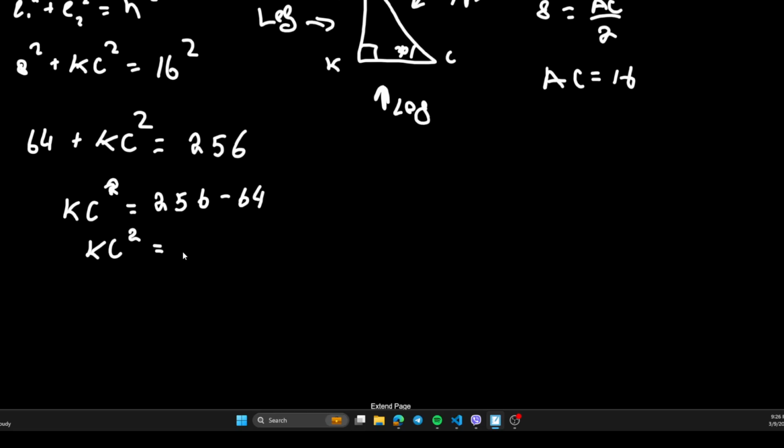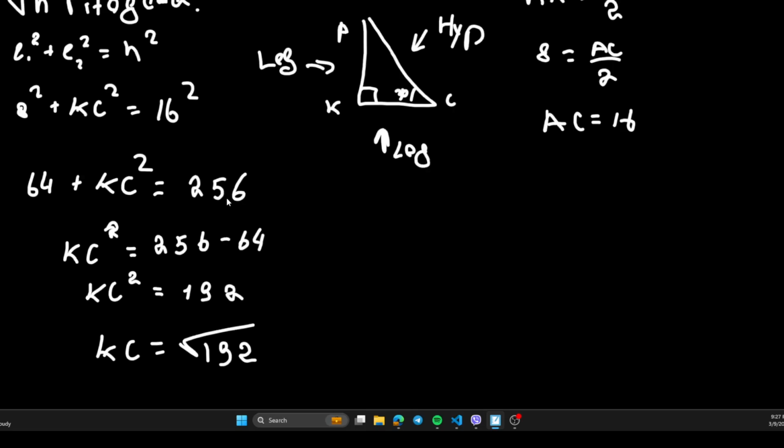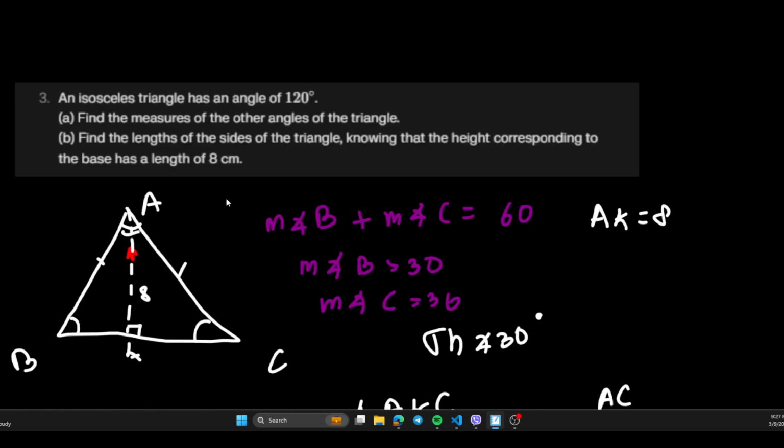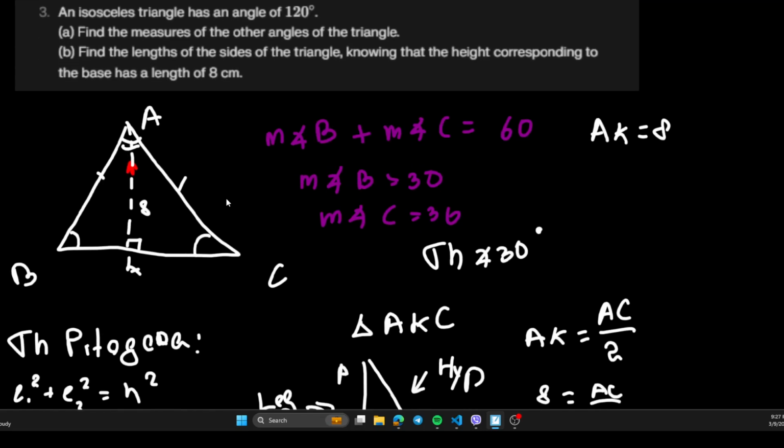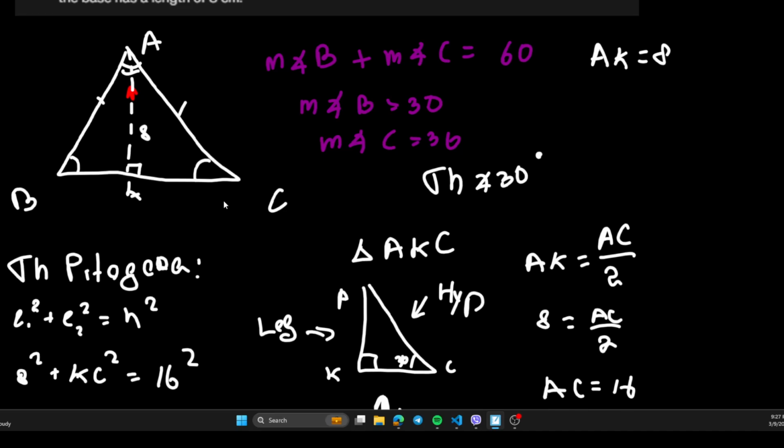KC squared is 256 minus 64, which is 192. Now KC is going to be the square root of this, and the square root of 192 is 13.85640646055.